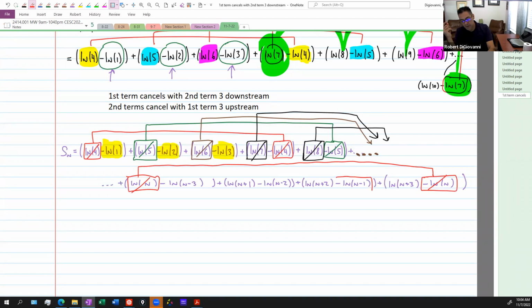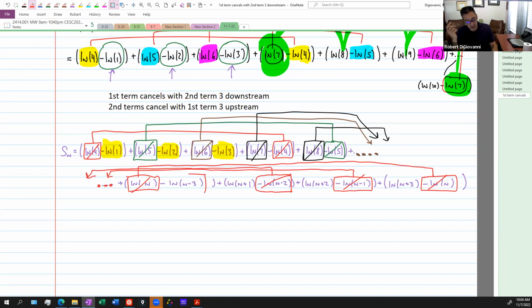How about negative natural log of n minus 1? That's a second term. Will it cancel? What do you think? It needs something 3 upstream, right? Is there something 3 upstream? Well, I didn't write it, but it's there, isn't it? Somewhere in the dot, dot, dot, it's in there. So that's going to go away. I'm looking at all my second terms right now. I'll look at the first terms in a minute. This one right here is going to cancel with something in the dot, dot, dot. It's going to go.